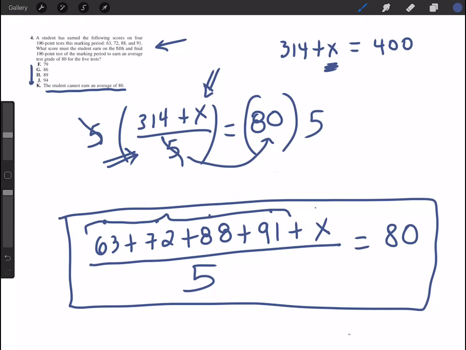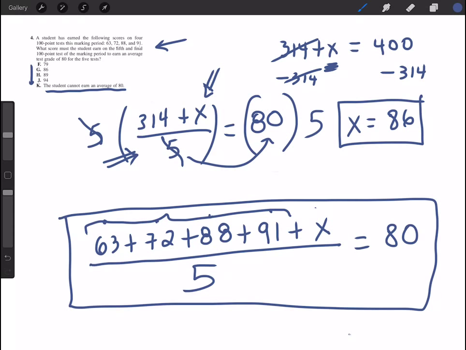And now to solve for x, if we have a 314 on the left side, adding with the x, how do we get rid of this 314? Well, we can simply subtract 314 from both sides of the equation. That means that 314 plus x minus 314, the 314's cancel, leaving us with x. And that leaves us with 400 minus 314. Of course, if we do 400 minus 314, we get an answer of 86. In other words, this student would have to score an 86 on that last test to average 80 for that marking period.